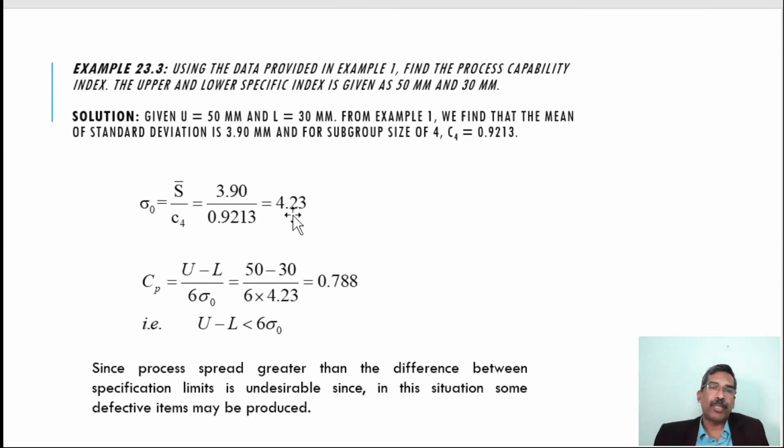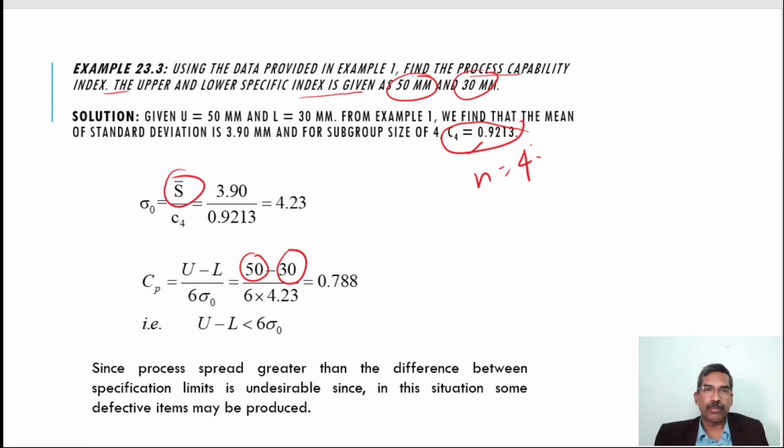Now this is an example based on the capability index. Using the data provided in the example, find the process capability index. The upper and lower specification limits are given as 50 mm and 30 mm, so these are U and L. The rest of the data is taken from example 1, which we have discussed. Here C4 is given as 0.9213 corresponding to n equal to 4, and we take the value of S bar from the previous example. So sigma 0 is 3.9 divided by C4.